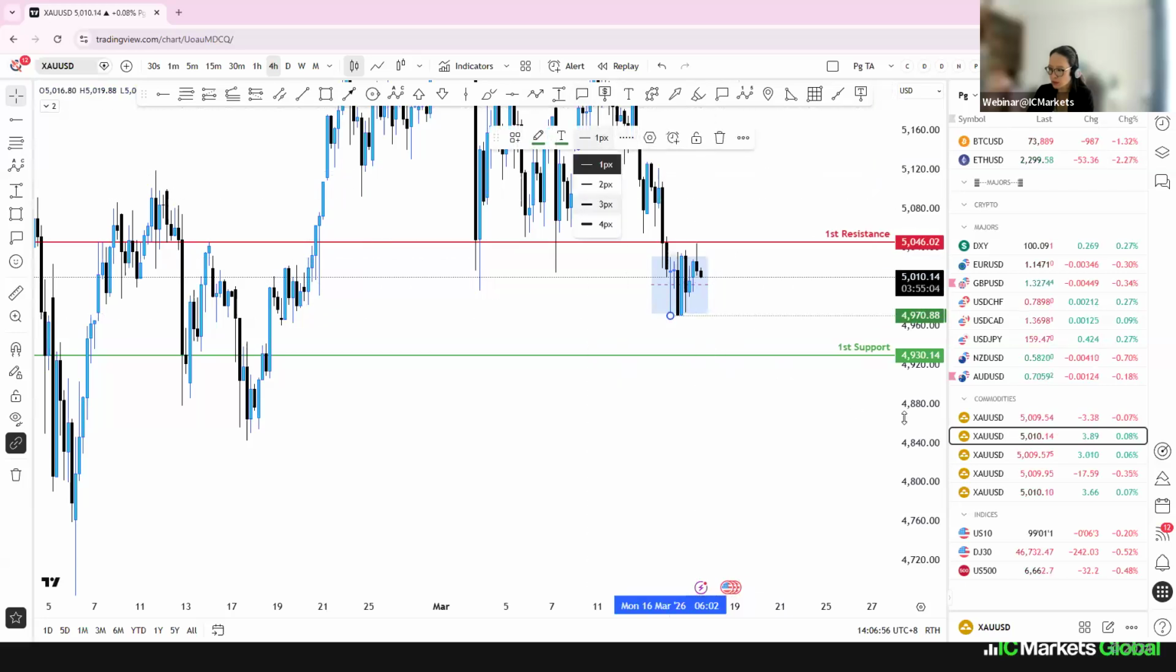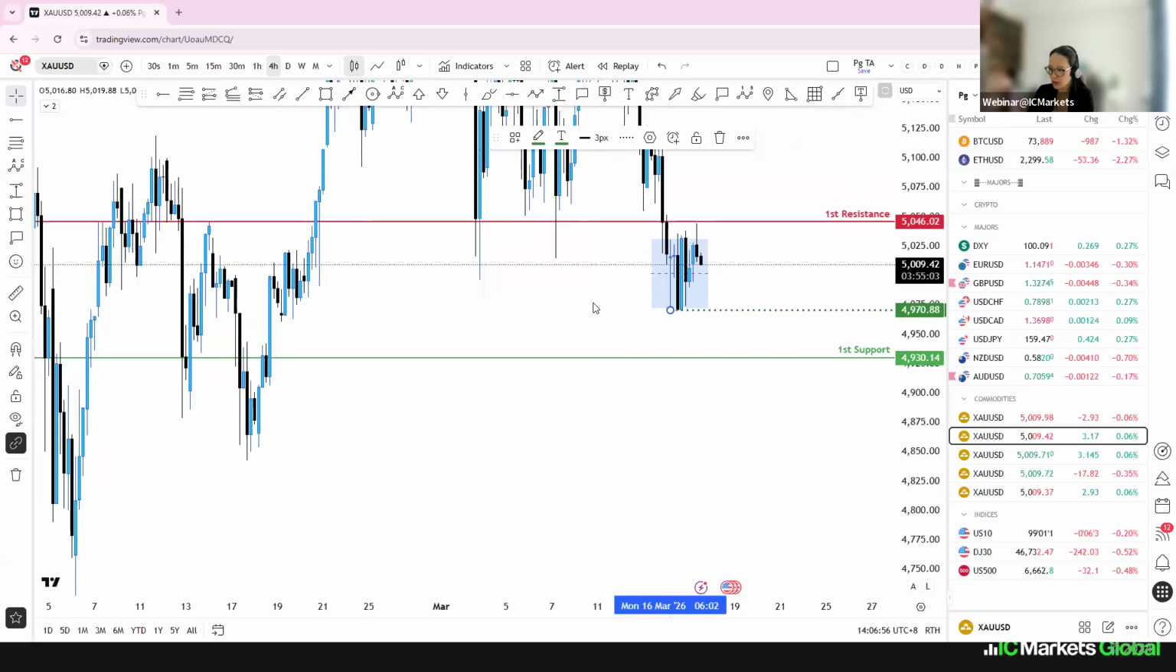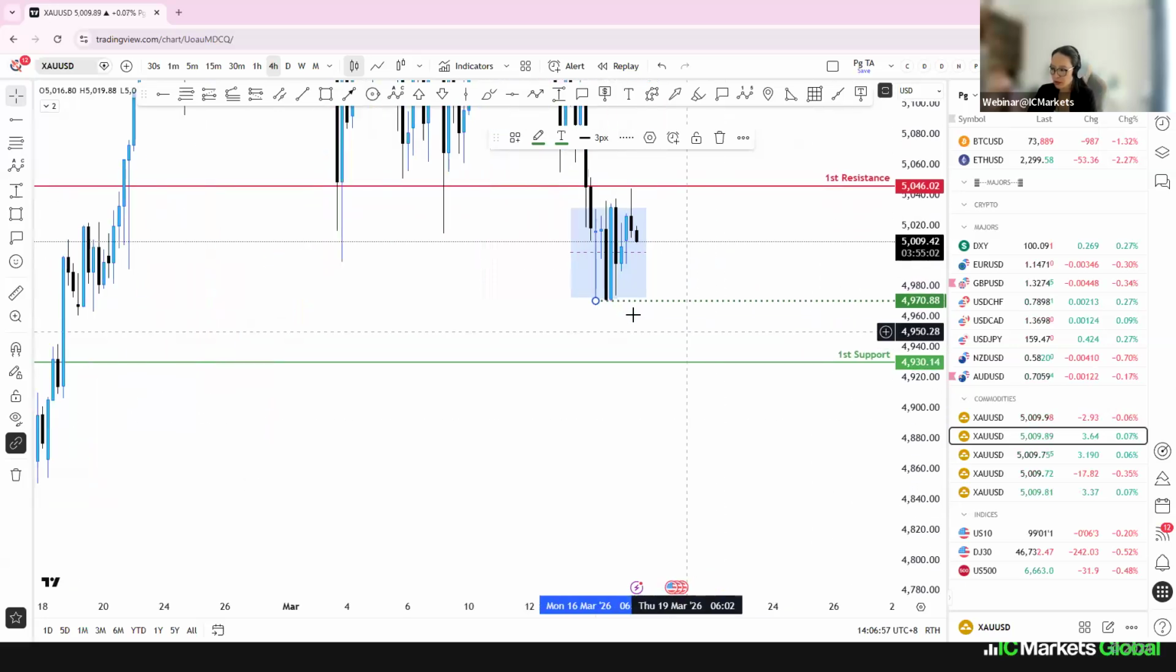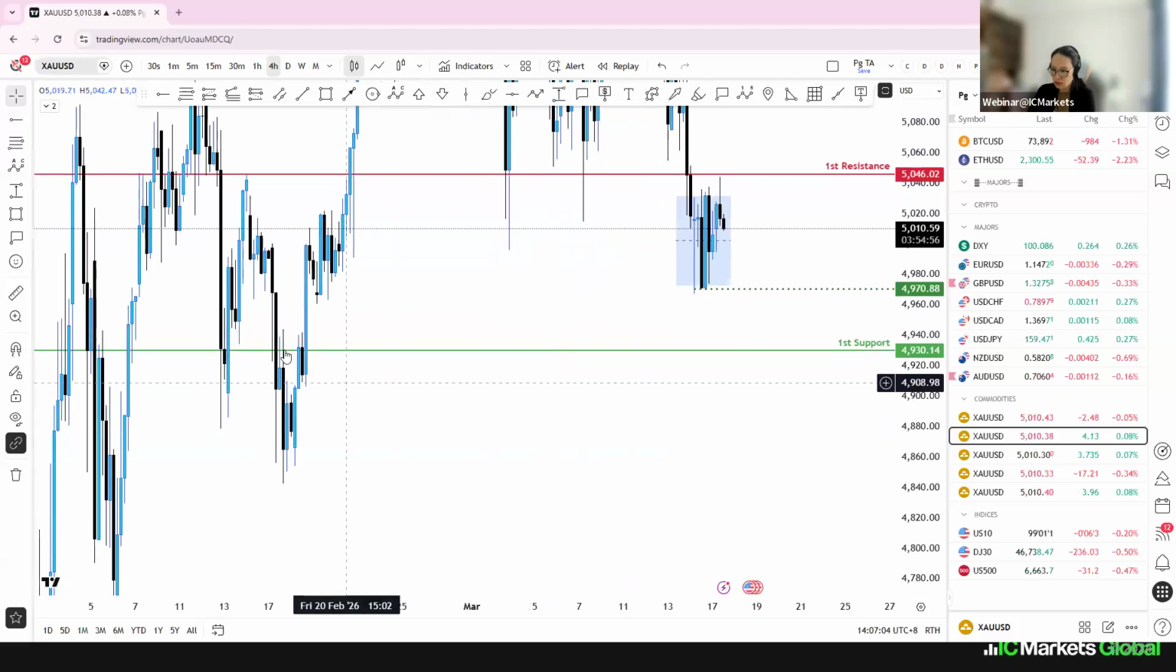Because it was ranging, from here to here, I just remove it. If price closes below the body, you wait for the pullback and then you sell. You target here. Below here, you see that this is very strong. We have the demand zone here. So this is going to be the zone. I'm going to give you the zones.